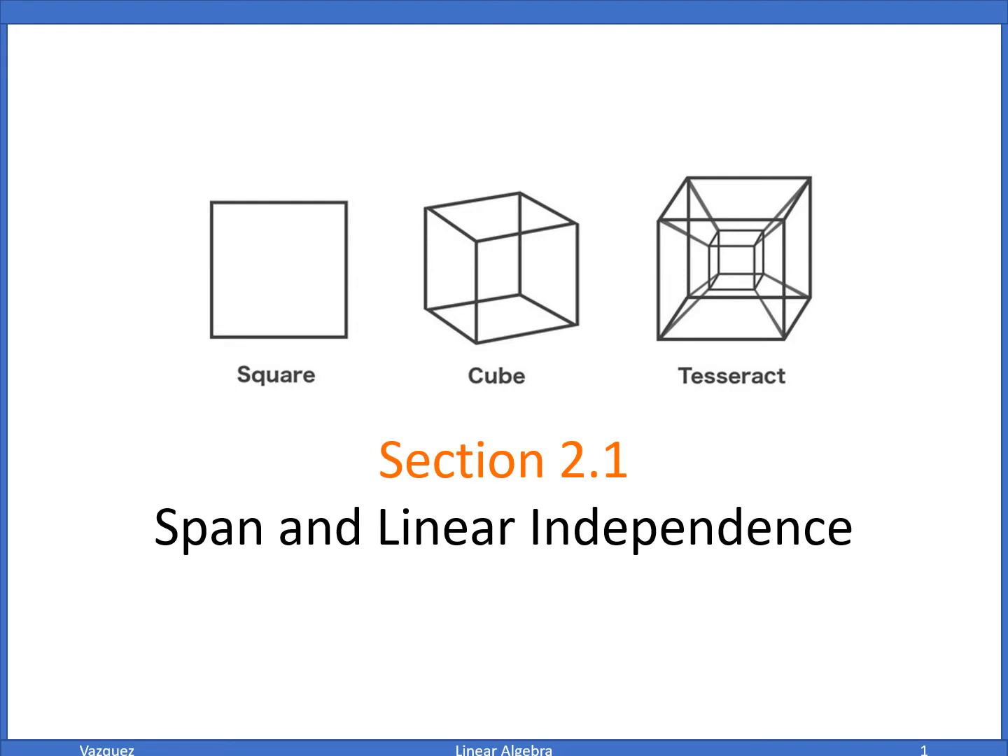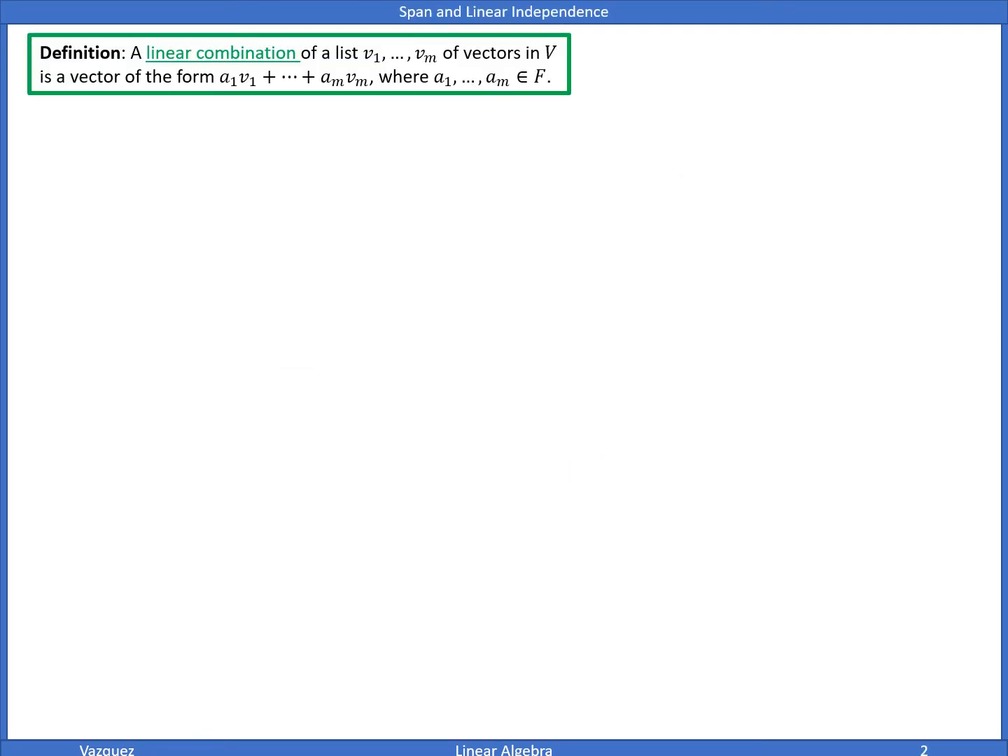And just as we do in other sections, we will start by defining some concepts. First thing is a linear combination. So the definition of a linear combination says a linear combination of a list V1 all the way to Vm of vectors in V is a vector of the form A1 times V1 plus dot dot dot all the way to Am times Vm. And those A's are elements of F, meaning they're pretty much scalars. They are scalars. That's what a linear combination is.